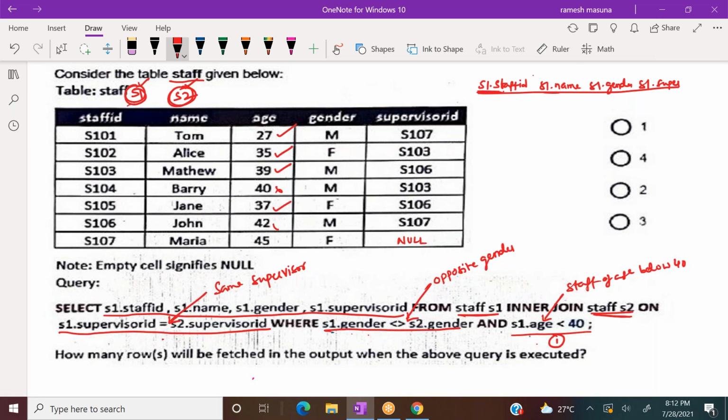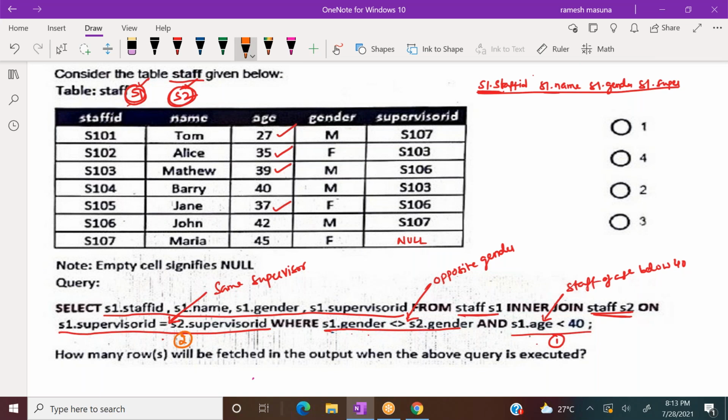Less than 40: true, false, false. So false records I am removing first. Okay, how many true records? These 4 records are true. Okay, these 4 are true. First condition is done. Now I want to check the second condition.